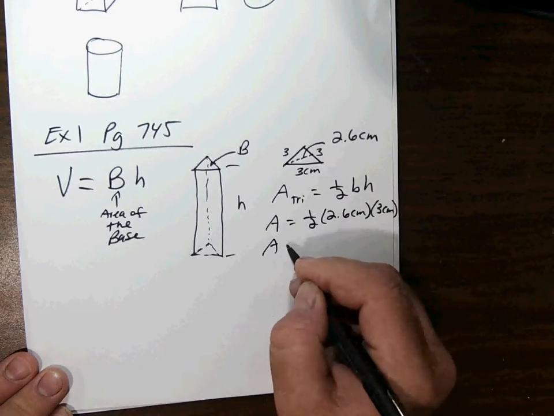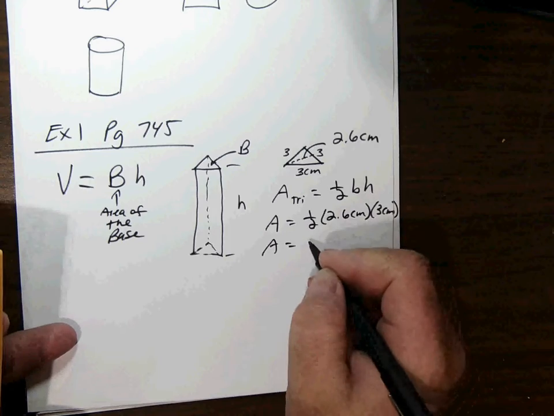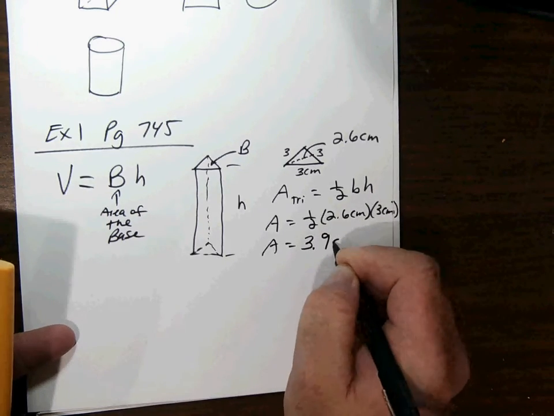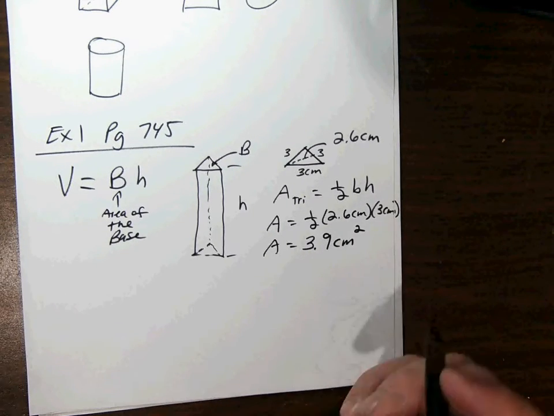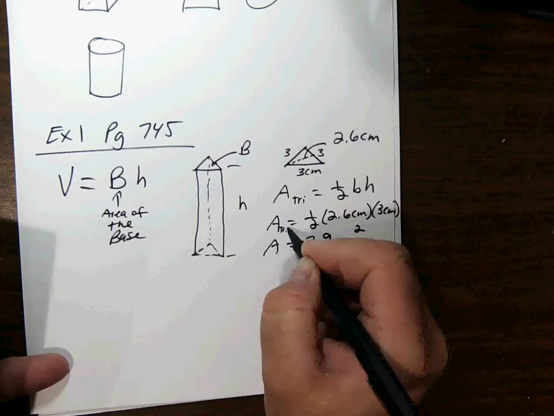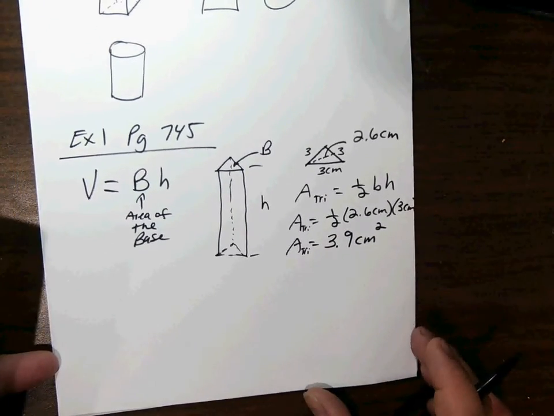Okay, so what's that going to get me? I don't know. Let's find out. We've got 1/2 times 2.6 times 3. 3.9. The units are going to be centimeter times centimeter, so that's square centimeters. Okay, so that's just the area of what I call the triangle, and what our formula is calling capital B, the base, area of the base.